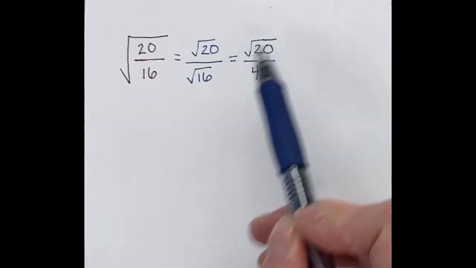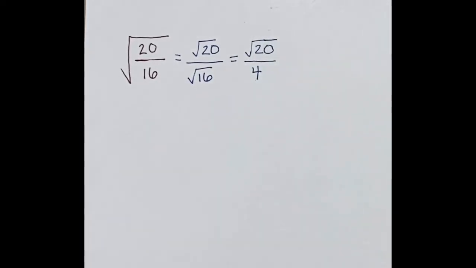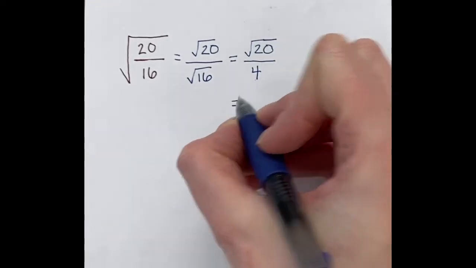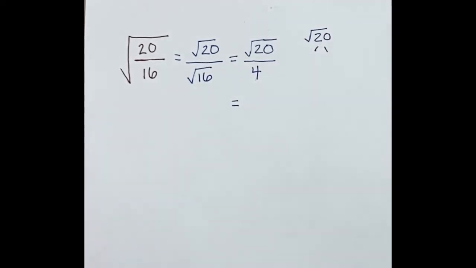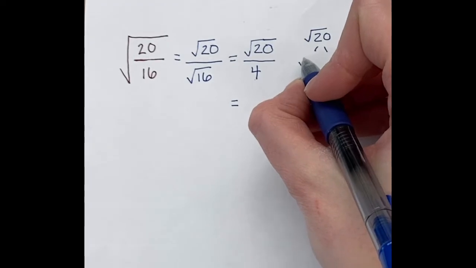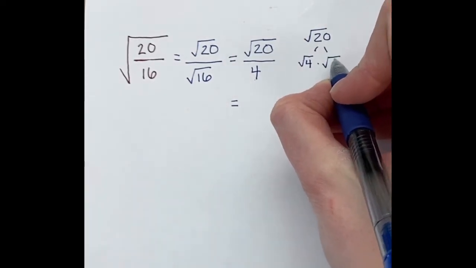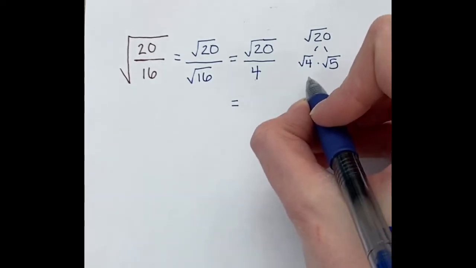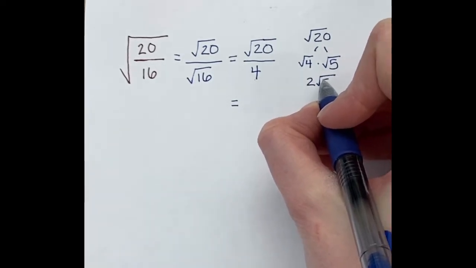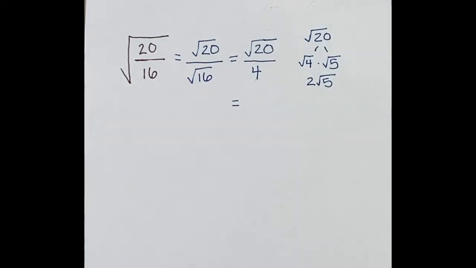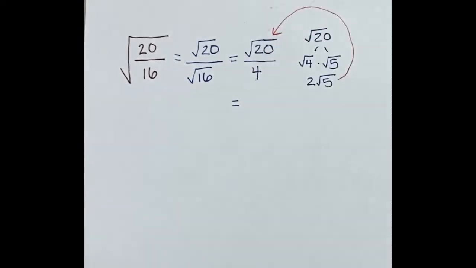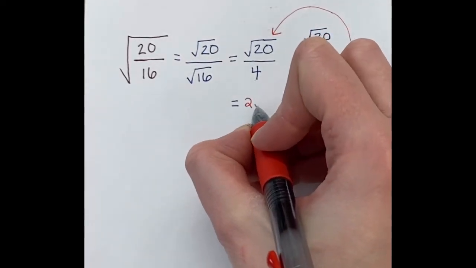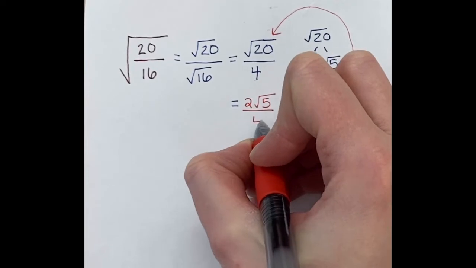But when I look at radical 20, I know that that's not simplified. So I want to go ahead and simplify radical 20. Over here, I'm going to break it down like we normally do. The biggest perfect square that goes into 20 is 4. So radical 4 times radical 5. Square root of 4 is 2. We cannot simplify 5, so we leave it as radical 5. So now I'm going to take this 2 radical 5 and replace the radical 20 because it's its simplified version. So I'm going to have 2 radical 5 over 4.